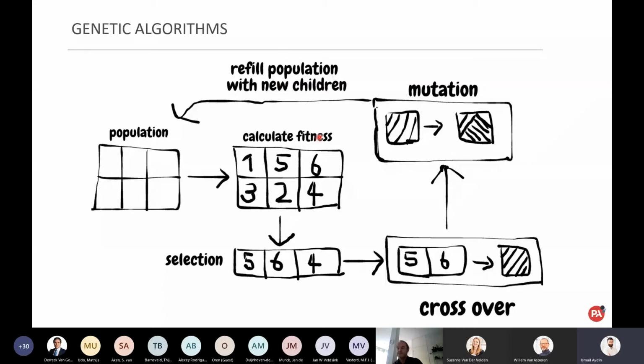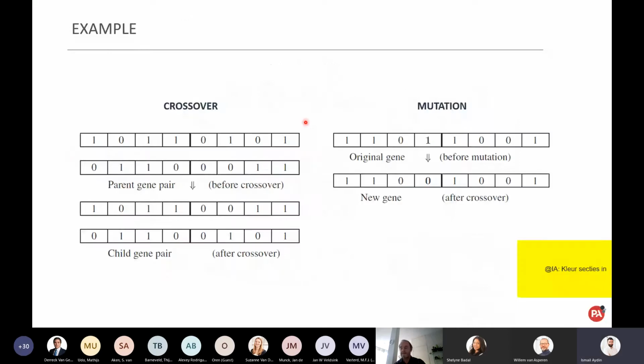Ismael, I don't think you can see the chat, but there are some questions there. Oh, sorry. No, I didn't see it. Let me have a look. So I just bought a monitor for myself, so I'm not using two screens, but I'm still a bit amateur in that.